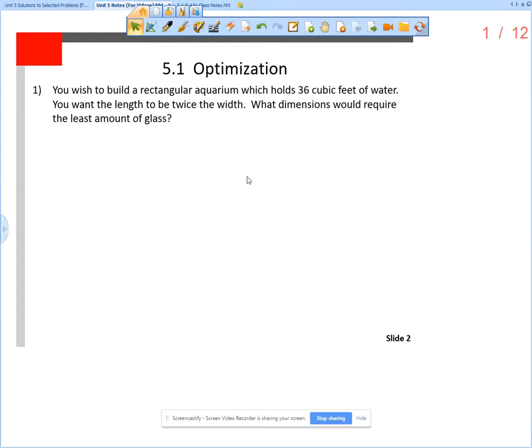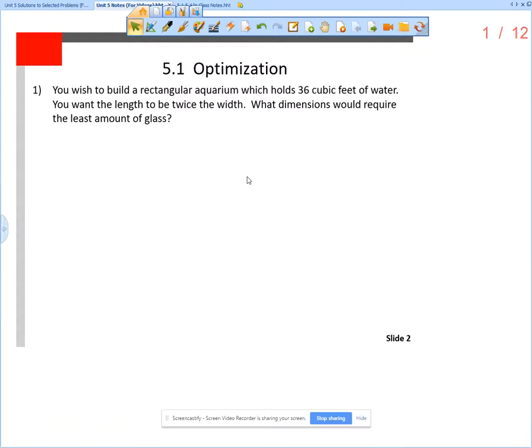So let's read question number 1. It says, you wish to build a rectangular aquarium which holds 36 cubic feet of water. You want the length to be twice the width. What dimensions would require the least amount of glass?